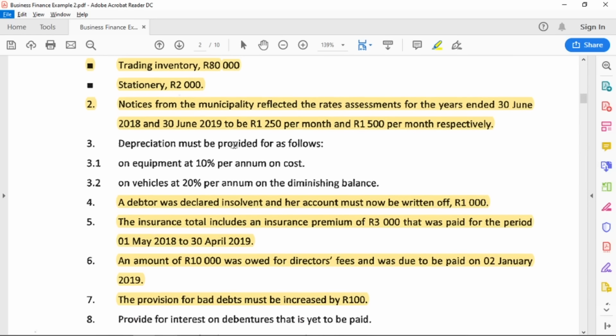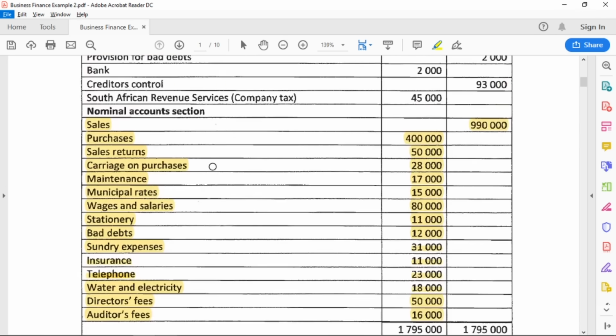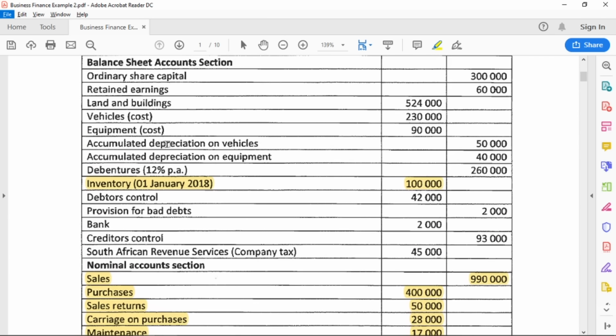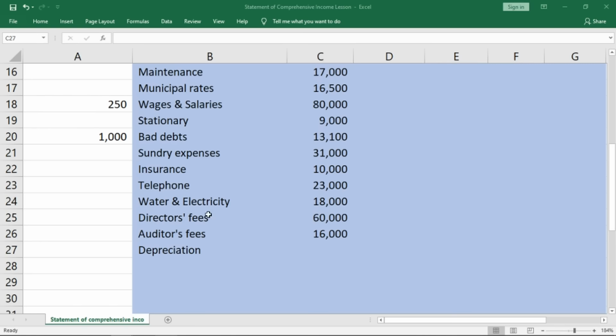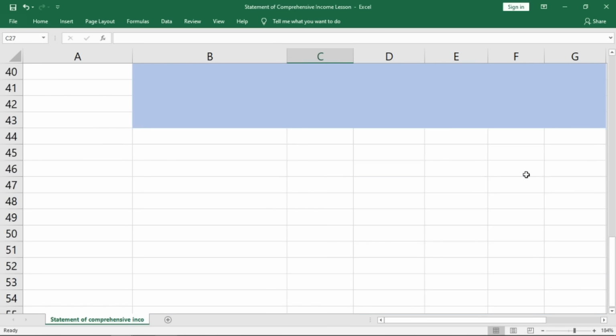So we are told that the depreciation must be provided for as follows: on equipment 10% per annum on cost. So if you do not know the two depreciation methods, it's on cost and diminishing balance method. I'm not going to go in detail in this one, but we have done lessons specifically on those ones. You can click on the link on the top right of the screen, or you'll find the links in the description below. So I'm quickly going to do the calculation. Equipment 10% on cost, so since we know it's on cost, we take the cost price of our equipment here in our balance sheet section of the pre-adjustment trial balance, 90,000, times the percentage. How much was the percentage? 10%.